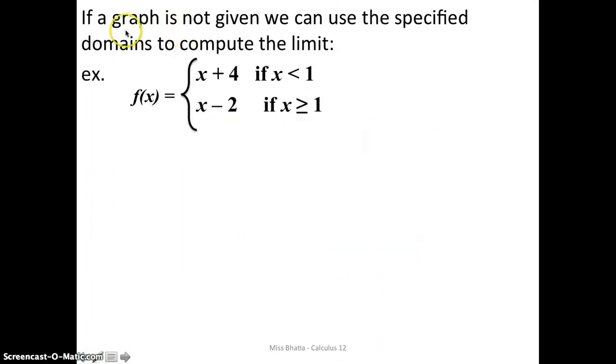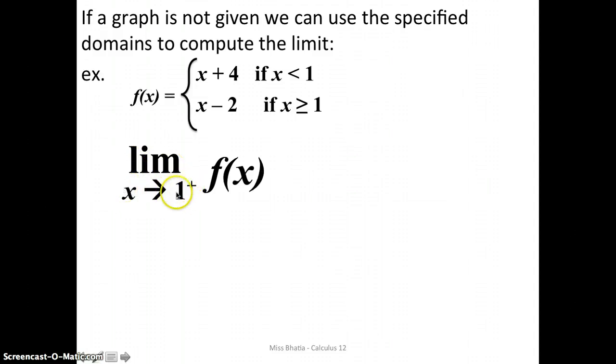What if we're not given a graph? The second method of finding the limit of discontinuous functions is to specify the domain. So we have this function that we talked about earlier that we just graphed, but what if we're asked, what's the limit as x approaches 1 from the positive side?